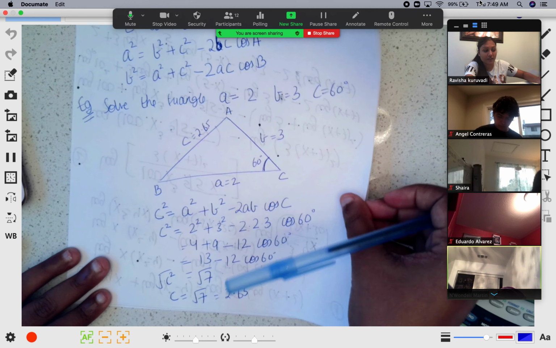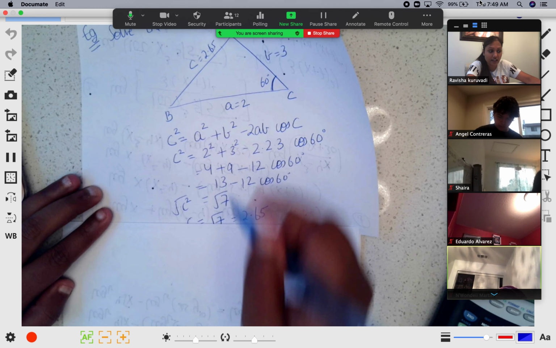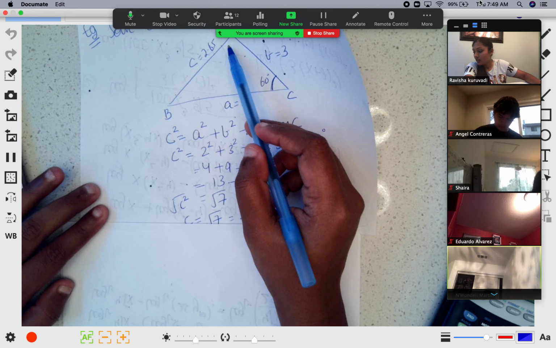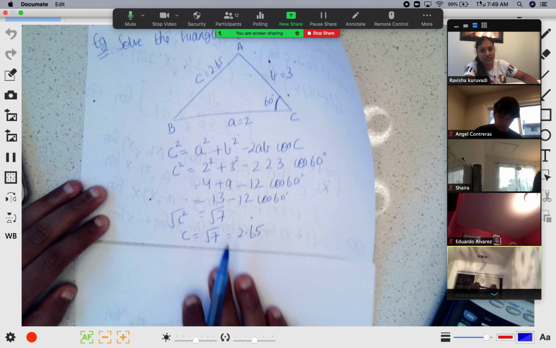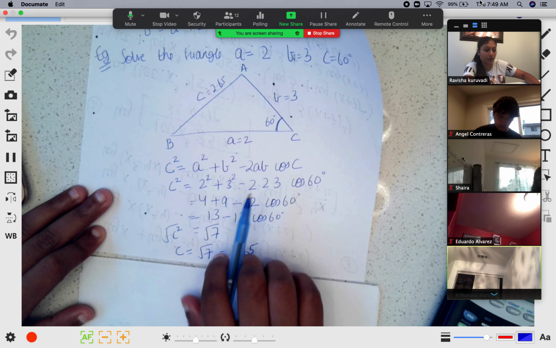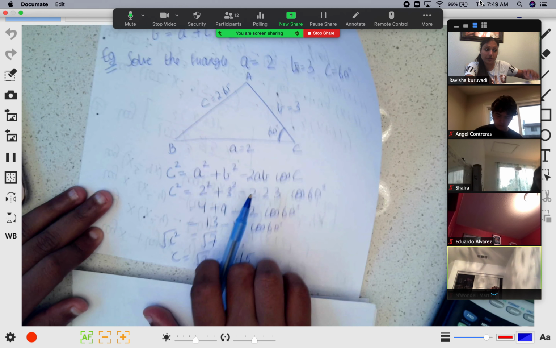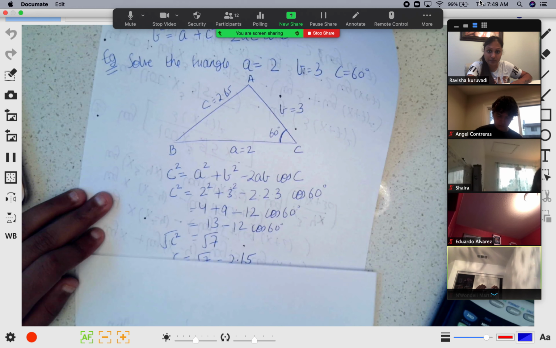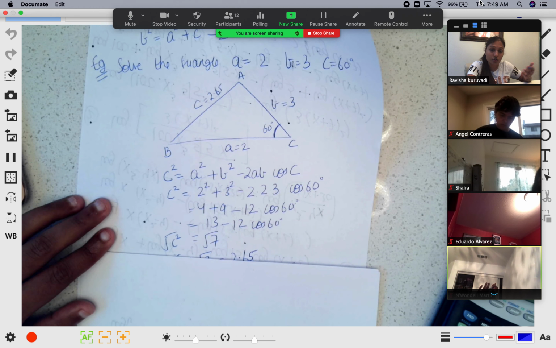But now I need to find the value of angle b and angle a. There are various ways to do this. It's up to you which way you want to do it. Either you can again use the law of cosines, or you can go to the law of sines. It's up to you to decide.